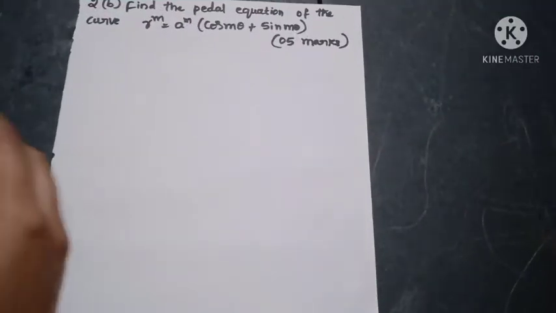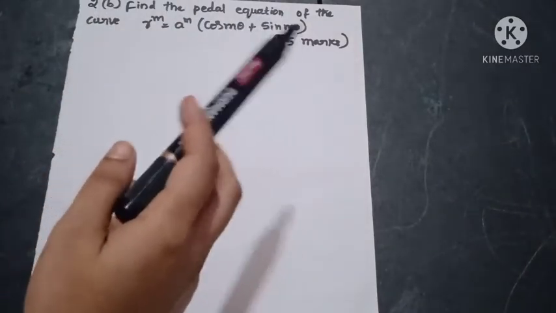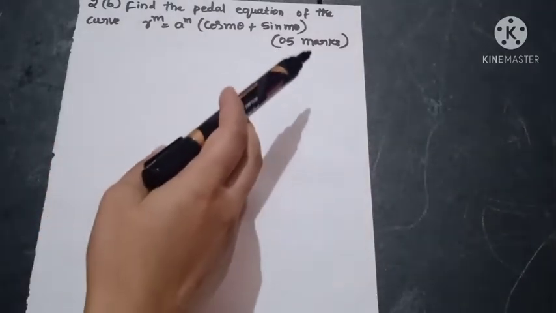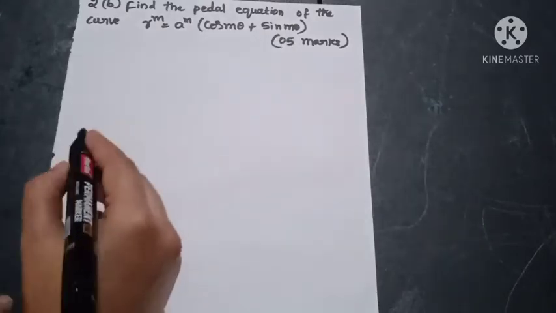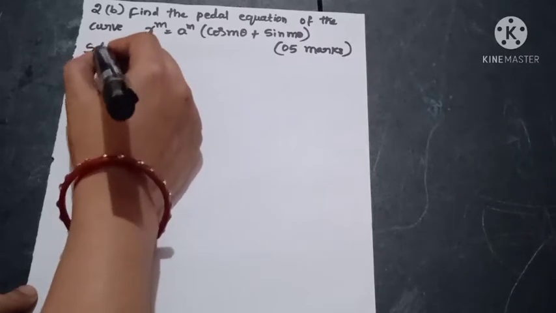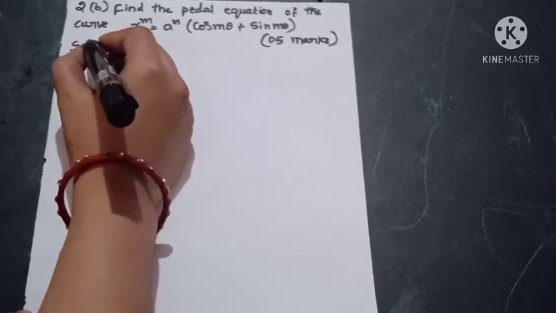Second B question is: find the pedal equation of the curve r to the power of m is equal to a to the power of m (cos m theta plus sin m theta), and this also carries 5 marks. So the curve is given. Solution: we need to find the pedal equation.